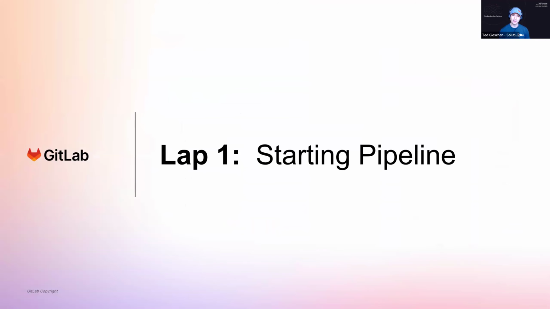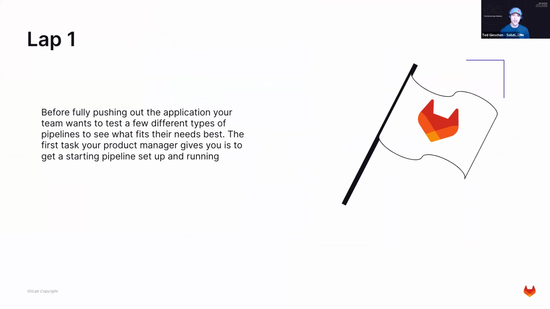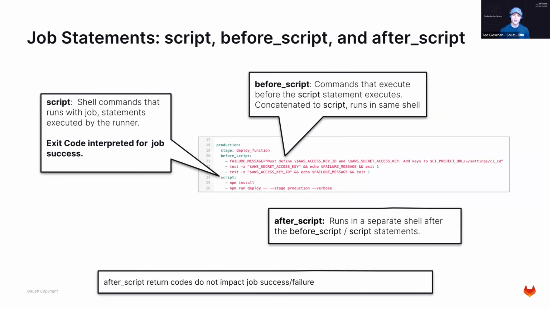Start by building our pipelines. So the first thing that we want to do before we actually push anything is determine what our pipelines should actually look like to best fit our team's needs. Now, our product manager asks us to just get a starting pipeline up and running. So let's start off with the basics.